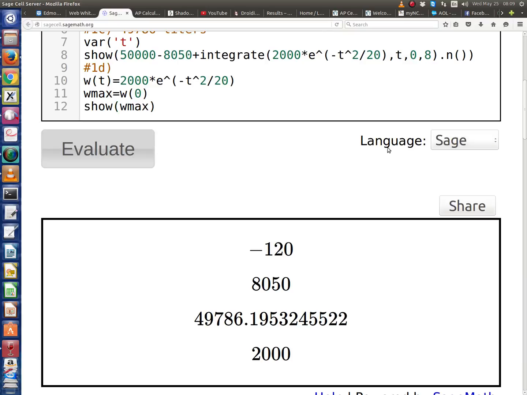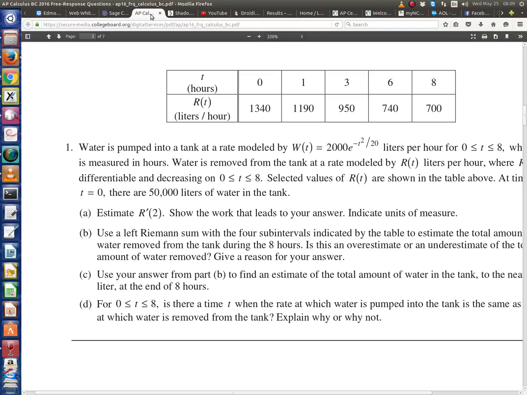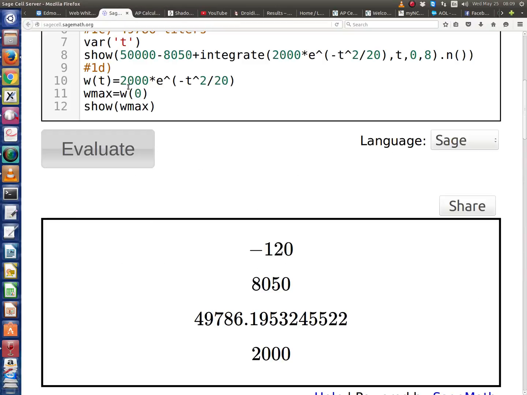Okay. Now I know W max is 2,000. What's R max? R max is sitting right there. What is it? 1340. All right. So what we're really interested in is W max minus R max, which is W of 0 minus the 1340. That's what I'm really interested in. Let's see what that is.